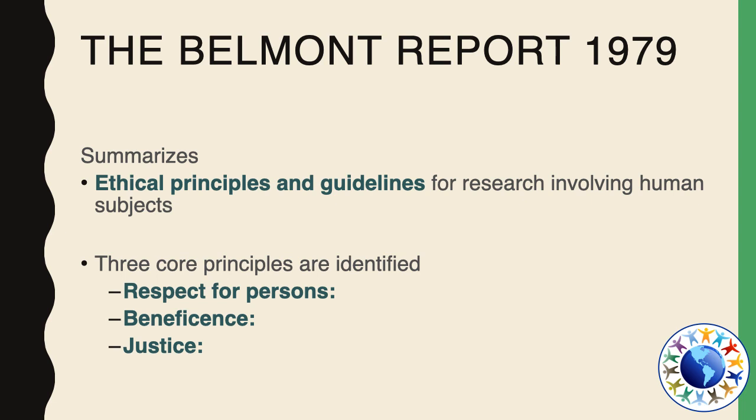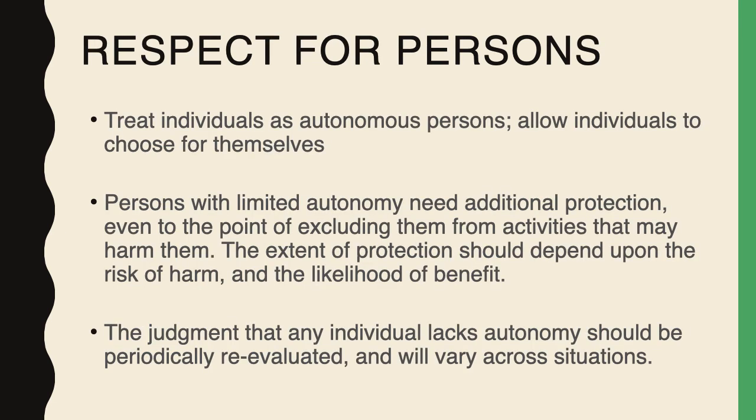So let's look at these individually. When I say respect for persons, what I'm actually saying is that we have to treat all individuals as autonomous people. Okay? We have to allow individuals to choose for themselves. Even persons with limited autonomy need additional protection, even to the point of excluding them from activities that may harm them. The extent of this protection depends upon the risk of harm and the likelihood of benefit.